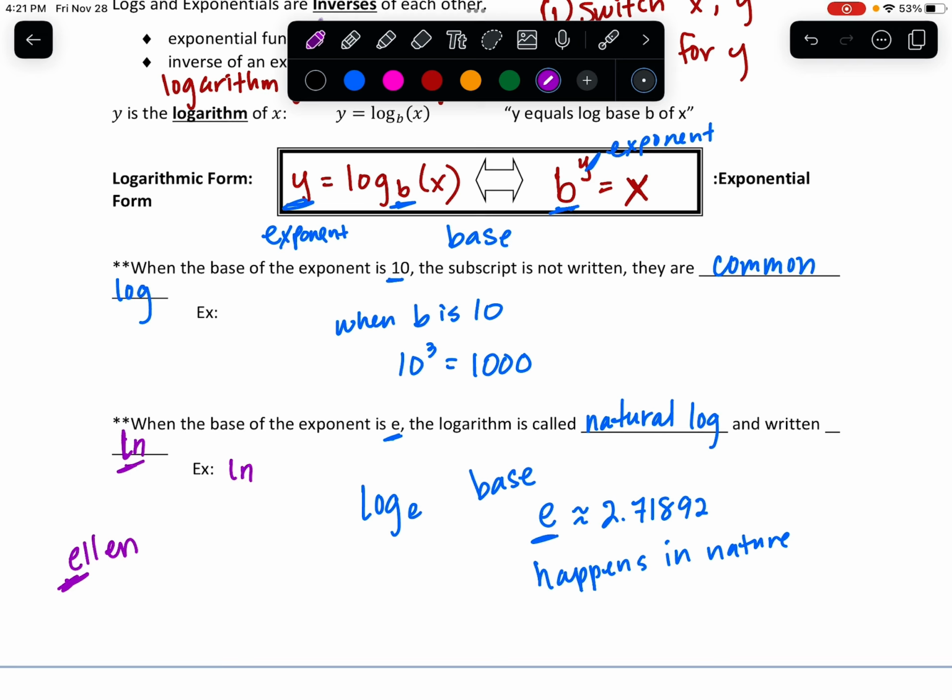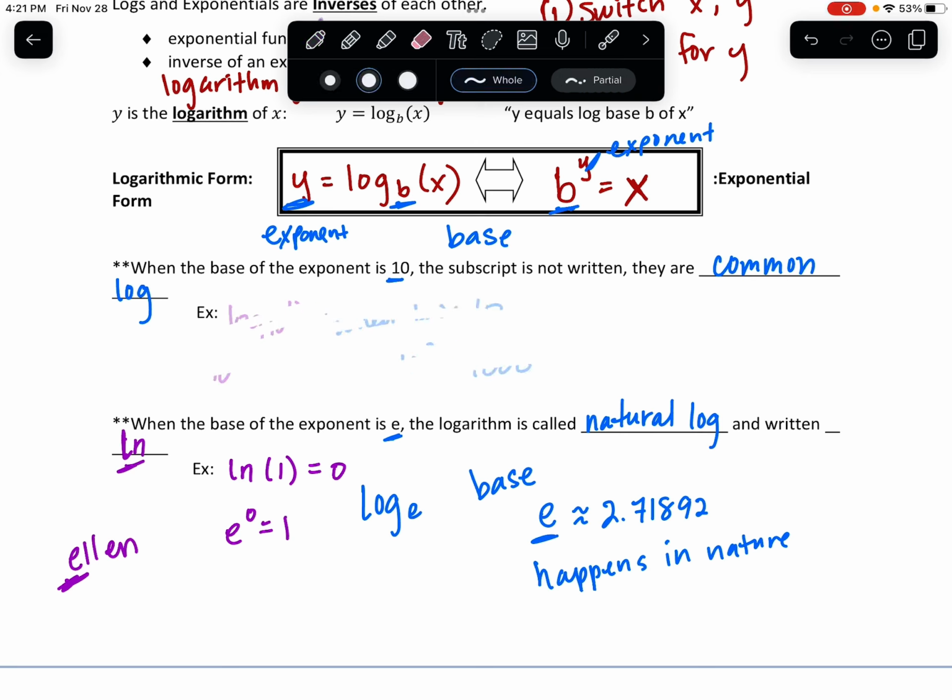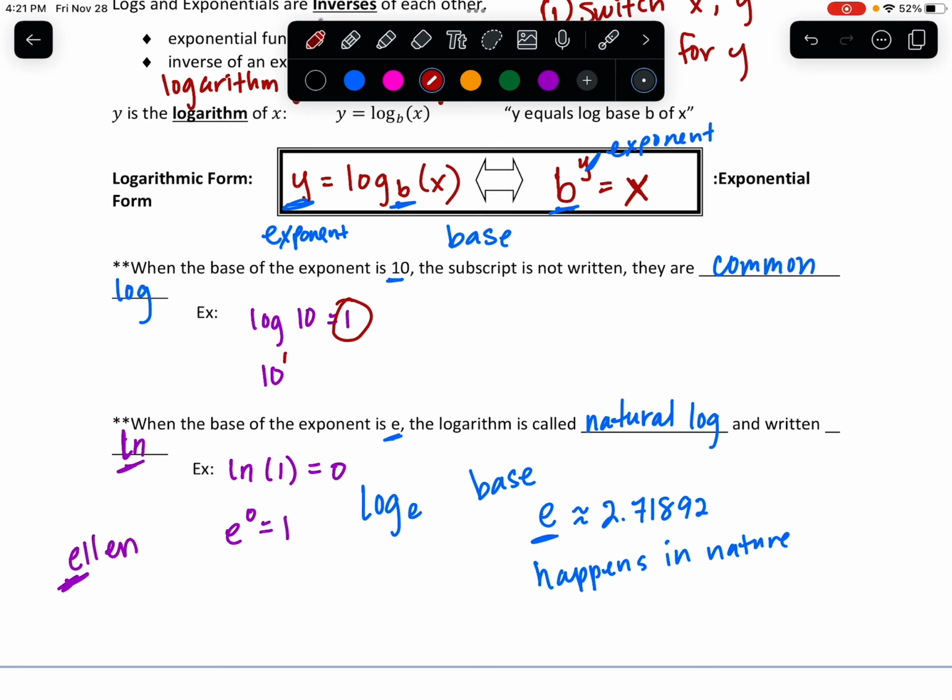For example, natural log of 1 is 0. So the base here is e, and e to the 0 power is 1. An example up here: log base 10 of 10 equals 1, which makes sense. For a common log, we would just write log of 10 equals 1. My base is 10, so that would be written as 10, this is my exponent, 1, and it equals this number, which is 10.